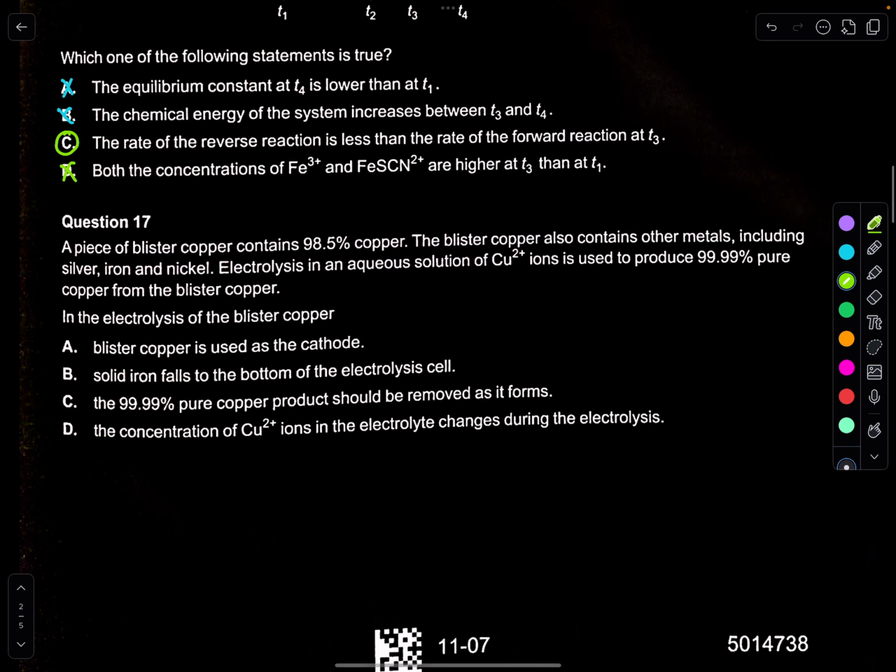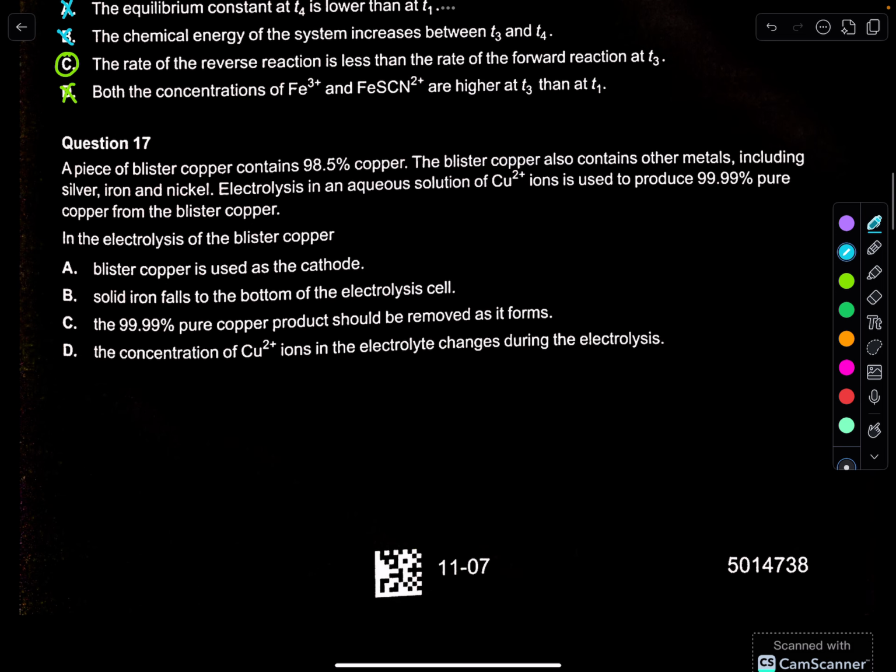Perfect. Question 17. Let's have a look at this part here. A piece of blister copper containing 98.5% copper. The blister copper also contains other metals, including silver, iron, and nickel. Electrolysis in an aqueous solution of Cu2+ ions is used to produce 99% pure copper from the blister copper. In the electrolysis of the blister copper, you know what this reminds me of? There's actually a similar question like this on the 2023 VCAA exam, last year's exam.